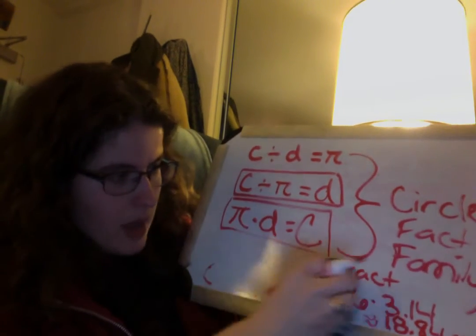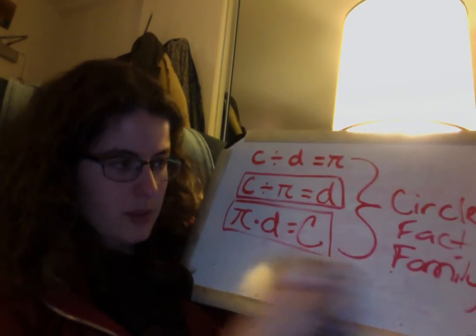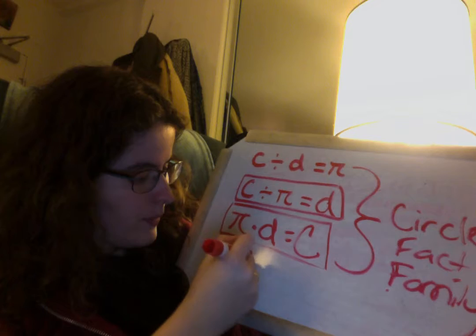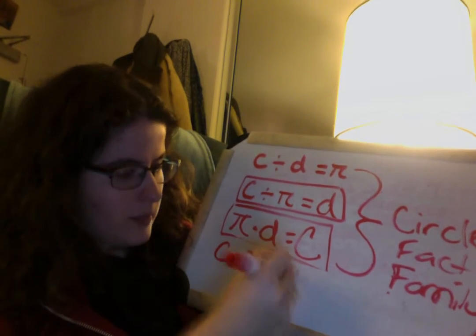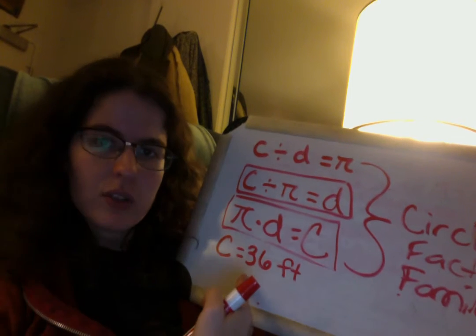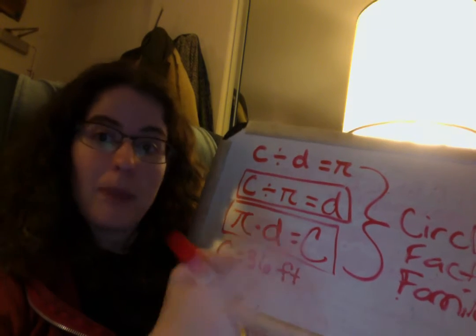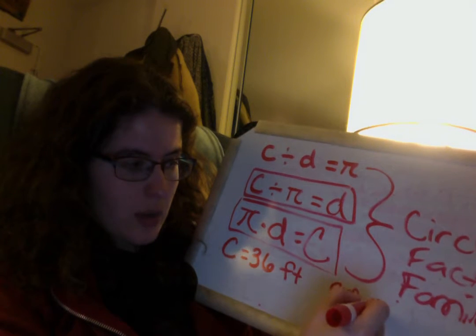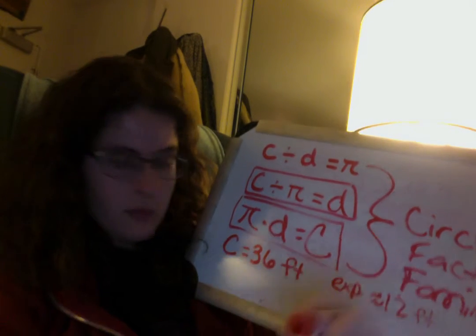What if, on the other hand, we knew the circumference? Like, what if you knew that the circumference was 36 units long? Let's say 36 feet. Maybe it's in a yard or something like that. Well, the circumference is 36 feet, so the diameter should be about 1/3 of that. So that means that my expectation is that it's going to be around 12 feet.